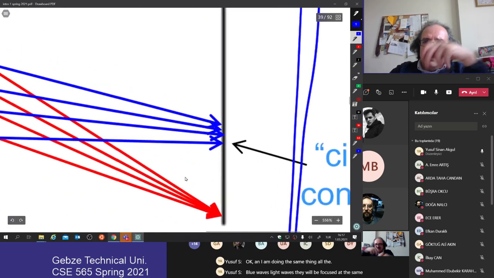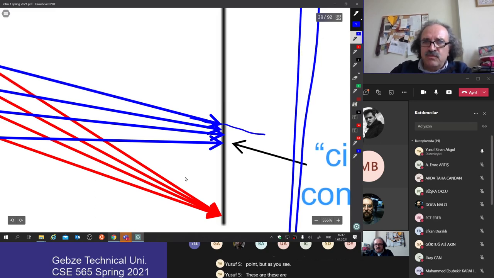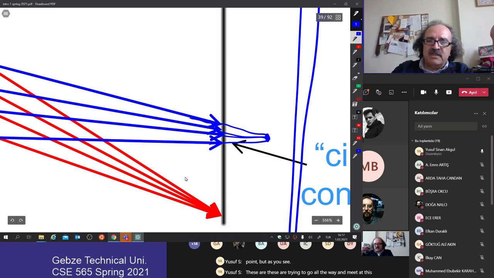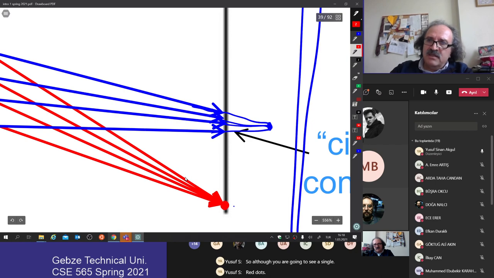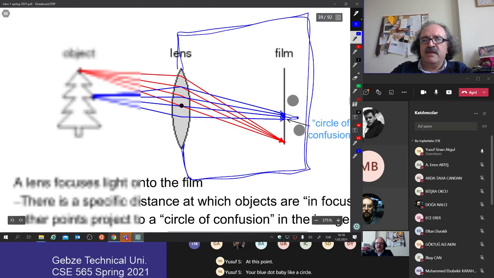But as you see, these are trying to go all the way and meet at this point. So their focus point is here, not there, right? So although you are going to see a single red dot at this point, your blue dot will be like a circle. It's going to be blurry.